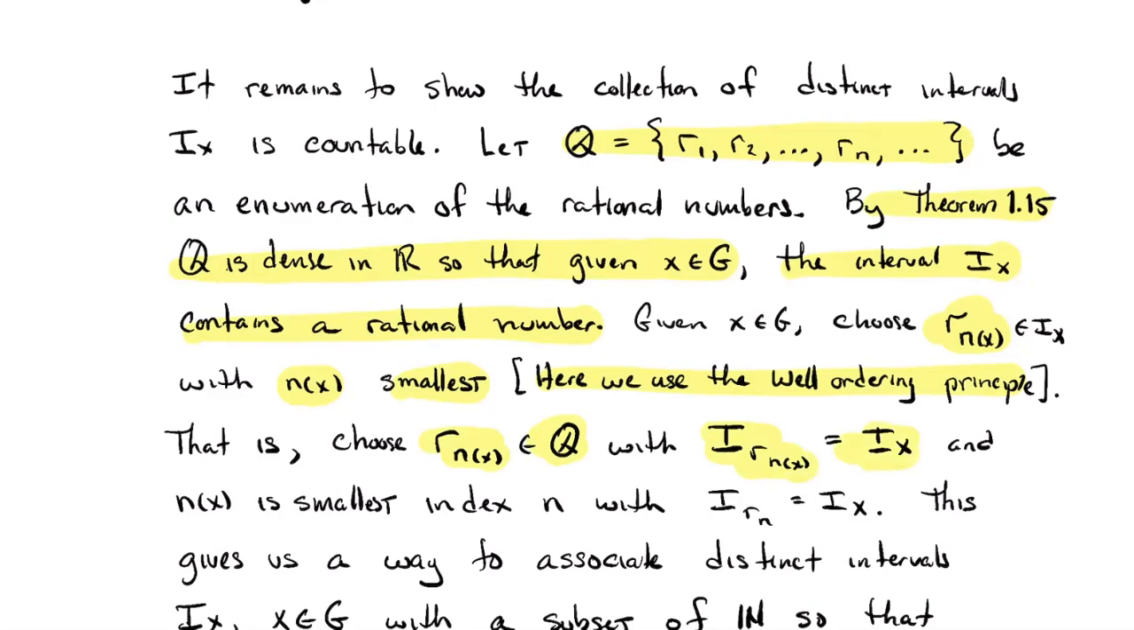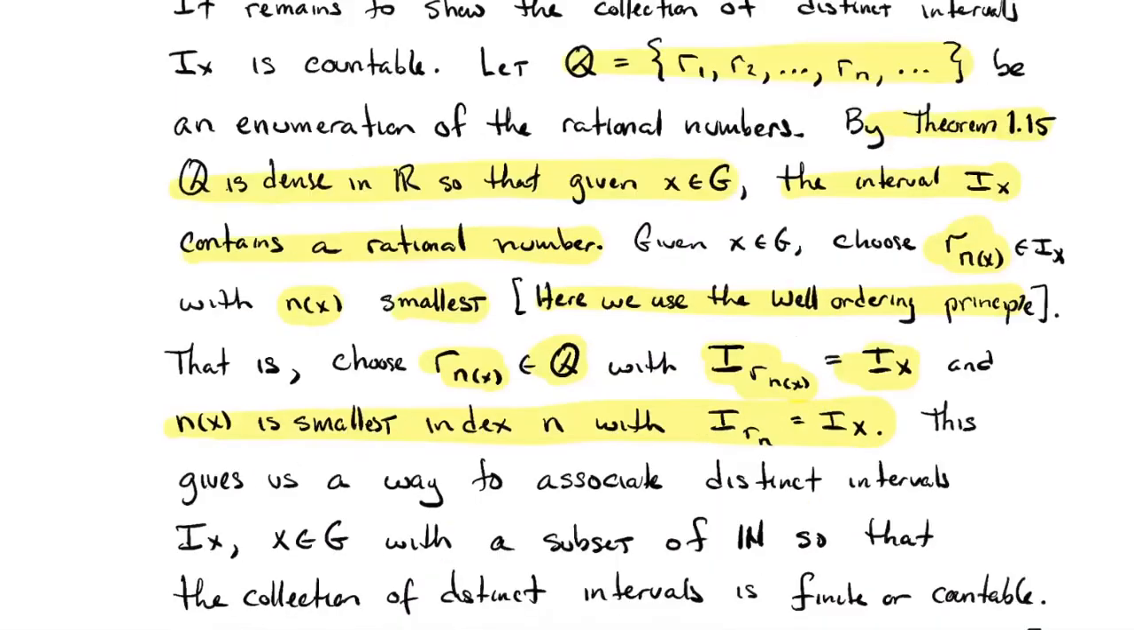So those two intervals are equal. That's what we just proved, that they're either equal or disjoint. But r sub n of x is in I sub x, so they're equal. And n of x is the smallest index where that's true. The smallest index n with I sub r of n of x equals I sub x.